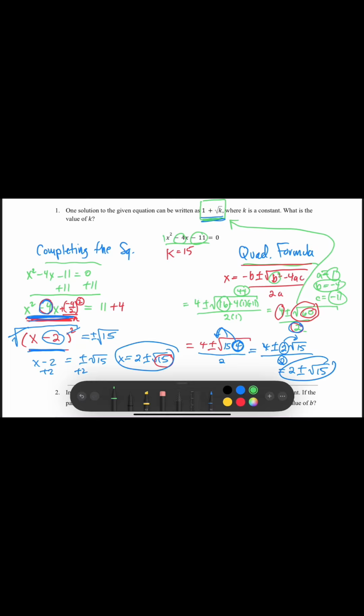Now here's the method. You choose the quadratic formula whenever there's a denominator here, okay? You choose completing the square when there's no denominator. Now, that's not always true, but what I've been noticing in most questions, that's usually the case, okay? So that's your answer for number 1.